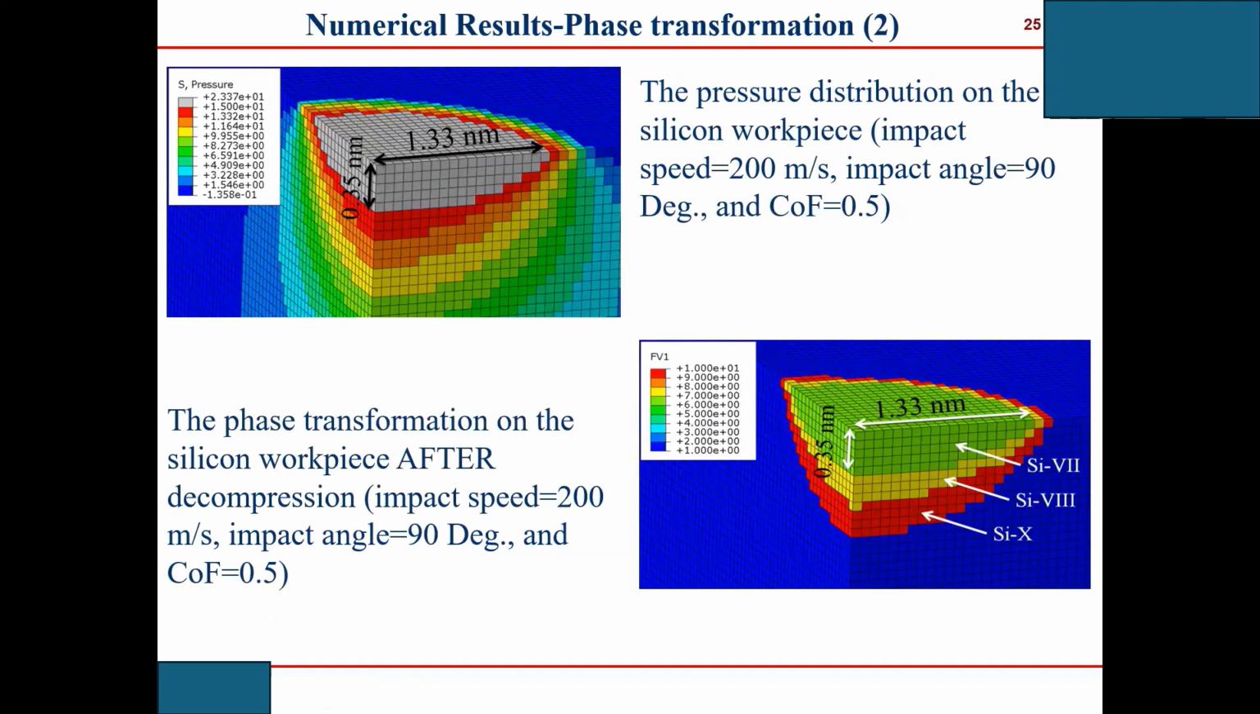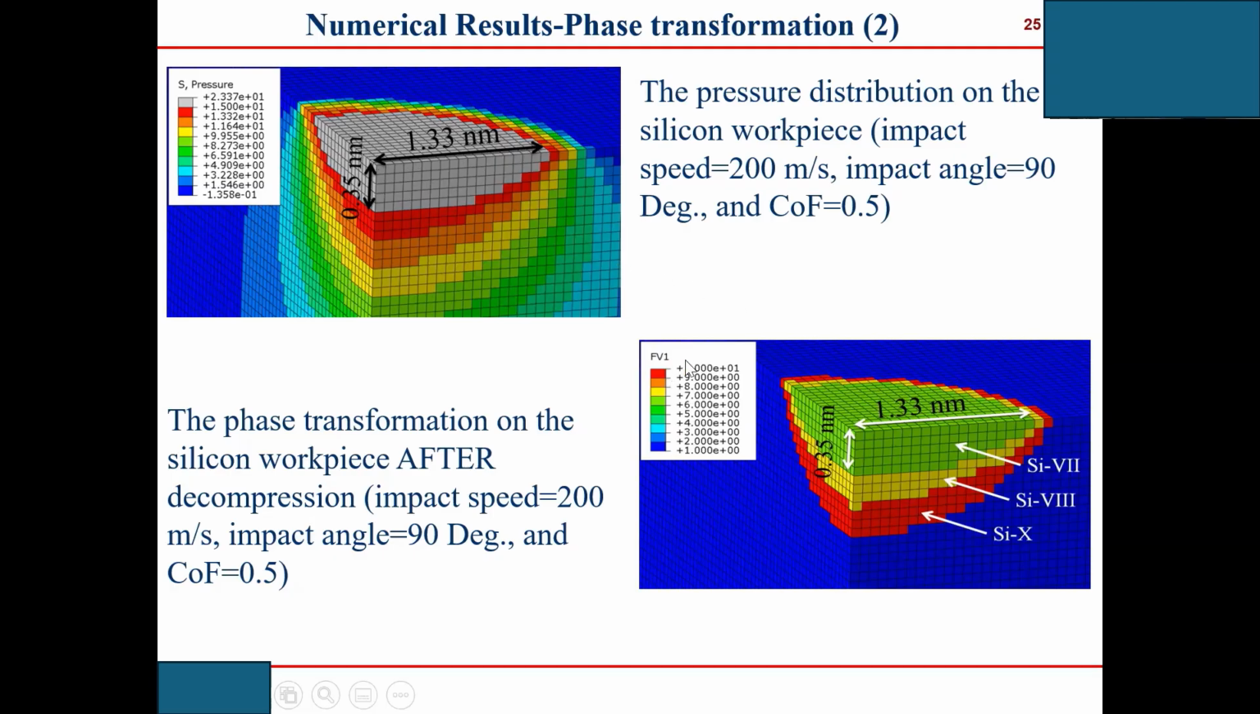Here you see the phase transformation, the pressure distribution on the silicon workpiece for this machining condition. You can see the volume also. So this is the pressure: the green one, the red one, this color, and also the light green and the green.